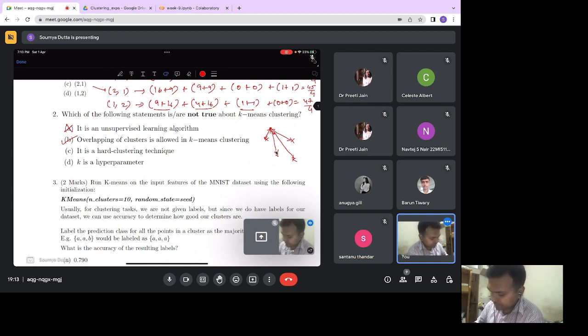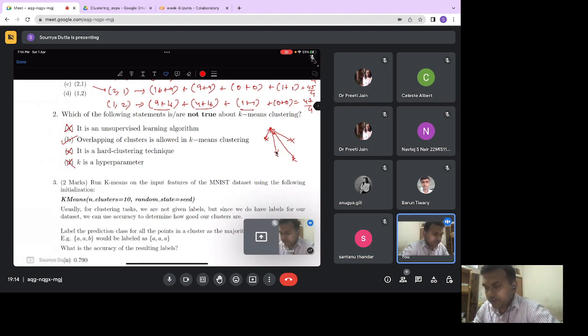So this statement is definitely false. It is a hard clustering technique, it is true, and hard clustering means the same thing. You cannot have soft clustering in the sense that you cannot say that there is a 0.5 probability that this particular point belongs to cluster 1, and 0.5 probability that this point will belong to cluster 2. It is a hard clustering technique, which means that once you assign a point to a cluster, you are assigning that with a probability of 1. Therefore it is a hard clustering technique, and k is a hyperparameter. So that is also a true statement.